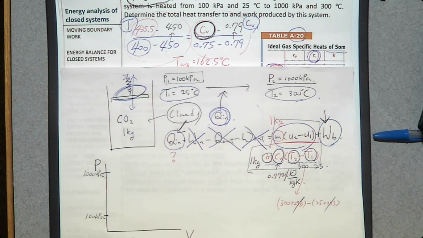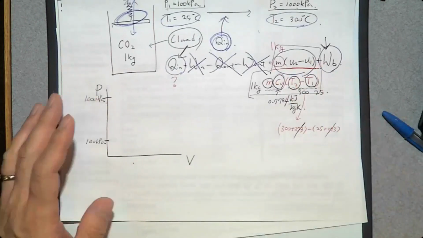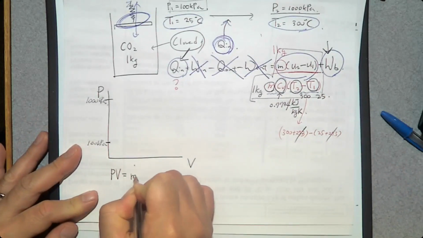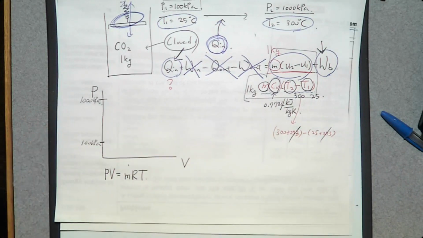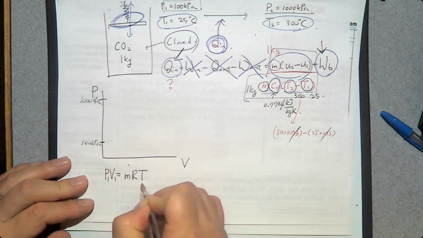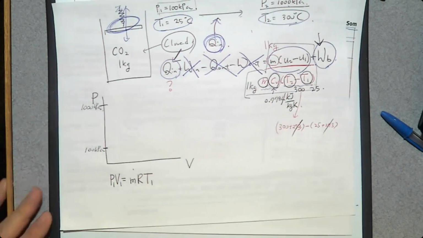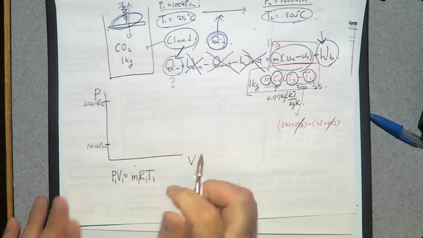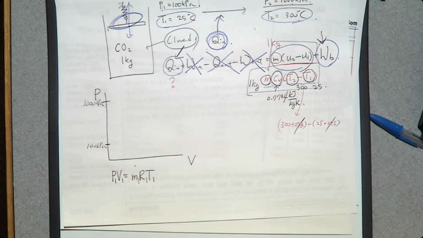Instead, we can use the ideal gas equation. So the ideal gas equation is PV is mRT. We can use this PV equals mRT at the initial state. P1 V1 is mRT1. Why don't I say M1R1? Because it's a closed system, mass is constant. So there is no M1 or M2, just M, right?